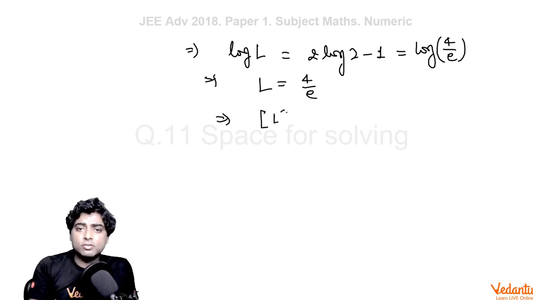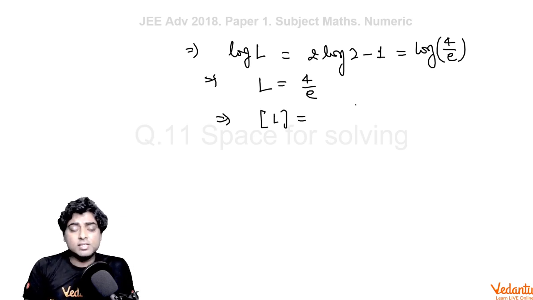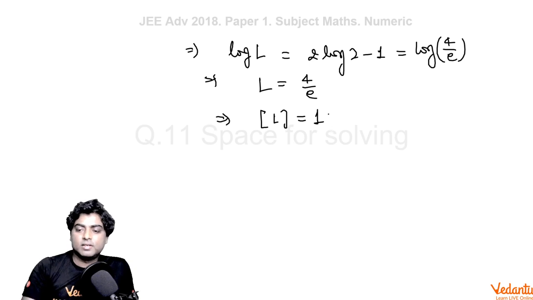In that manner, the greatest integer less than or equal to L would be, because we know that e is close to 2.718, so 4 by e, the greatest integer less than or equal to 4 by e, would be 1. So the final answer to this question must be 1, right?